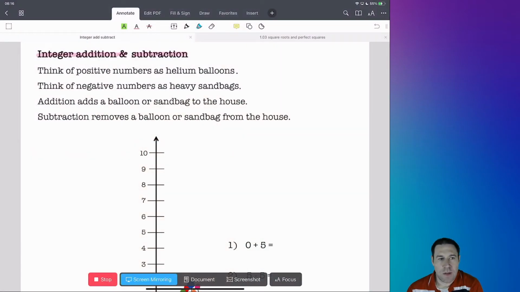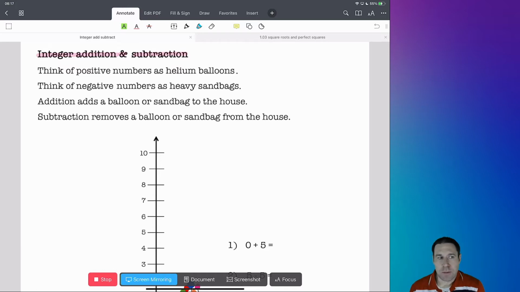Today we're going to look at a simple but effective way to think about integer addition and subtraction. The way this method will work is we'll change our numbers into objects to help us conceptualize what's going on. And we can avoid things like keep, change, flip, and what do I do in this situation.